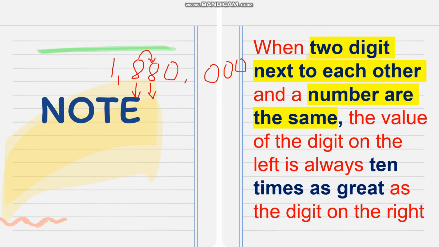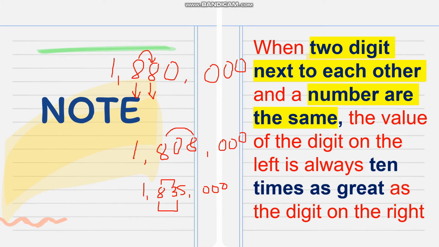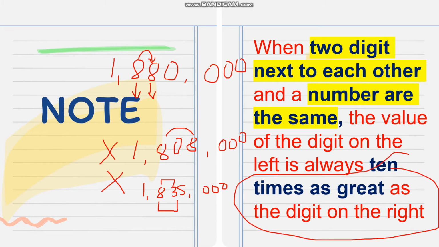They are next to each other and they have the same digit. What if they are not next to each other? If they are not next to each other, but they are the same digit, like for example, 1,808,000, they are not 10 times as great. The same thing if you compare two digits that are not the same, even if they are next to each other, it means it is not 10 times as great. In short, it is 10 times as great as the digit to its right if they are next to each other and if they have the same digit.